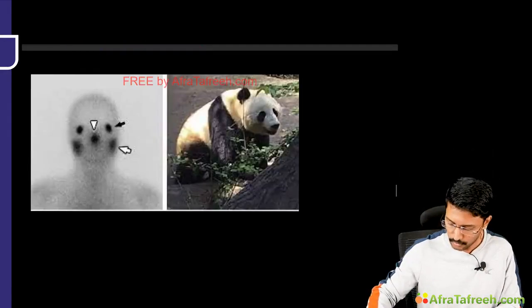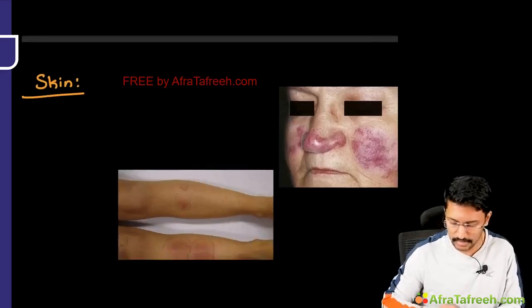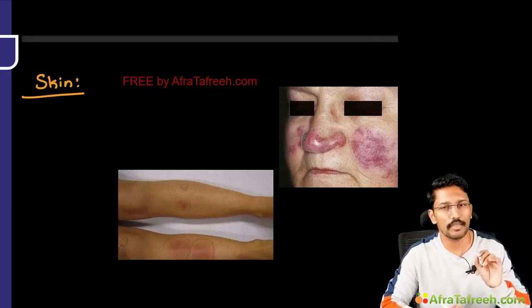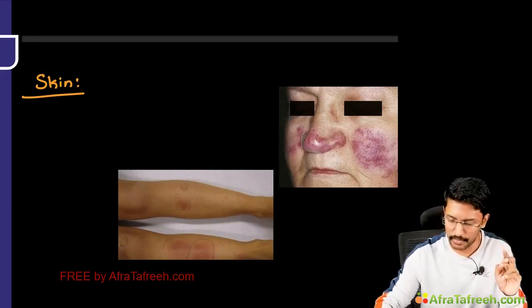Okay. Now let us talk about the second most commonly affected organ, that is skin. What is the second most commonly affected organ? Skin. What are the important manifestations? There are two important skin manifestations that we need to remember.